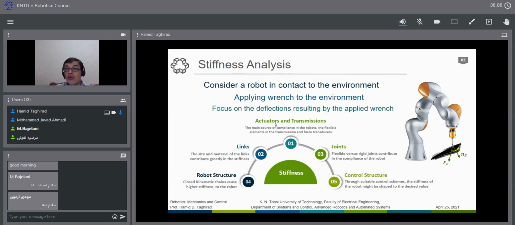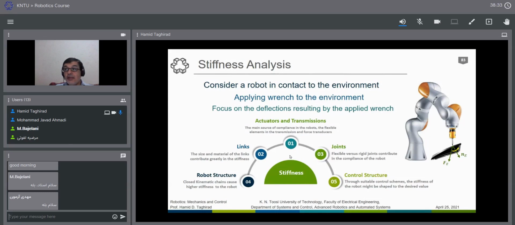And maybe the most important or the main source of compliance in robots are the actuators, sensors, and transmissions or transducers: the gearbox, the transmission system, and the force sensor, if you have any force sensor.